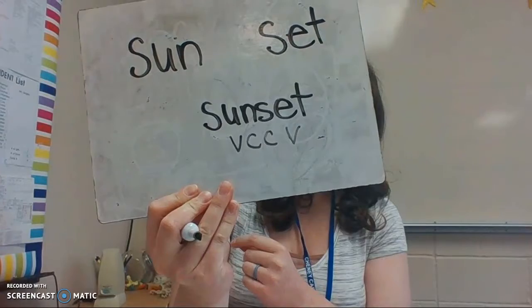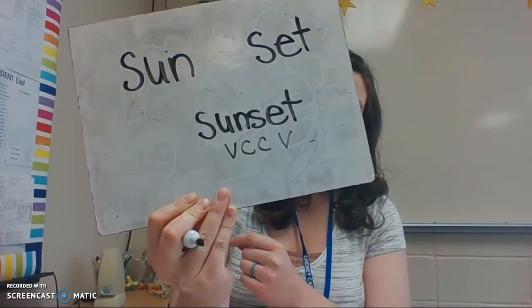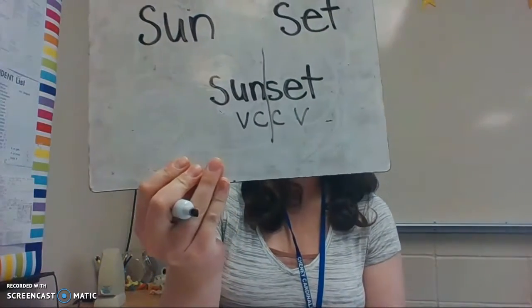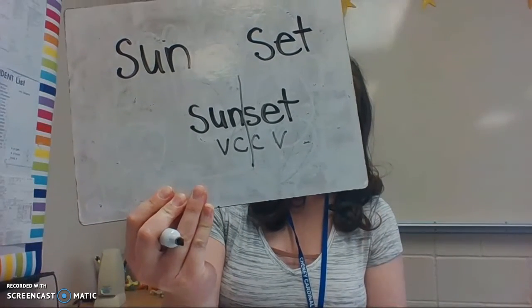I can also code this. There's a vowel, consonant, consonant, vowel. So that's the pattern that you're looking for. And if I were trying to sound out the word sunset, I would break it in between the two consonants like that. Sunset. I can also clap that out. Sunset. I can watch the opening of my mouth. Sunset. How many times did my mouth open for vowels? Two times. So it's a two-syllable word.